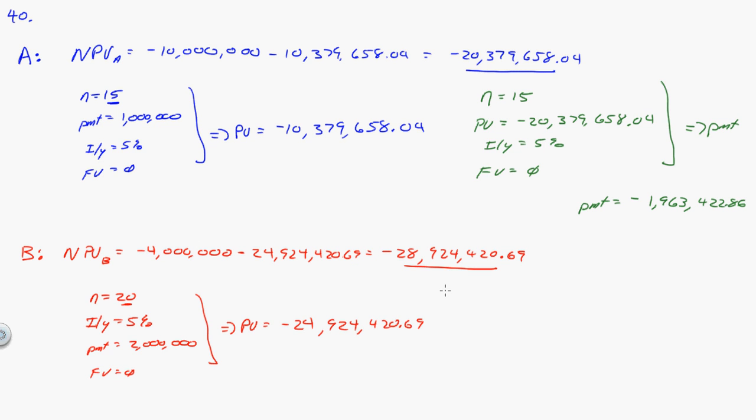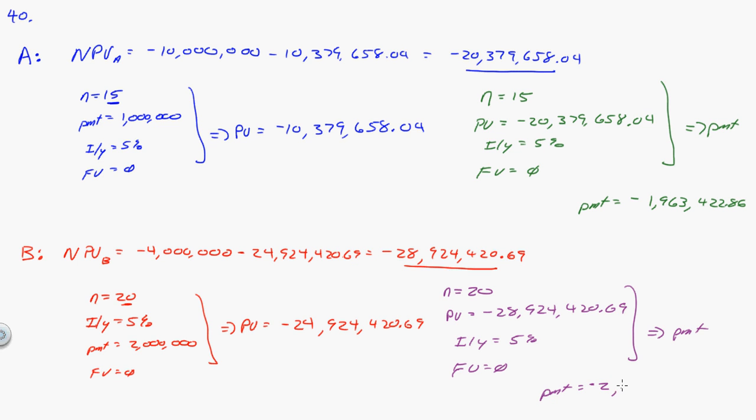What about these? These will run for 20 years. The cost of them today is minus 28,924,420.69. Their interest rate is 5%. That future value is 0. I plug all this in and solve for payment. My payment here is negative 2,320,970.35. So I prefer this one. So the answer is A.